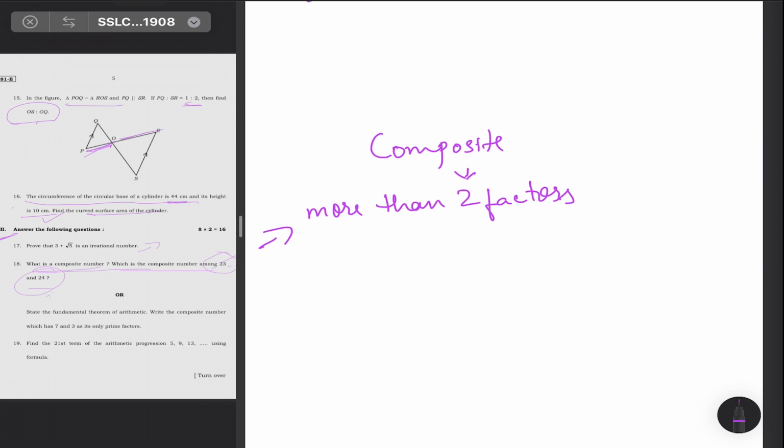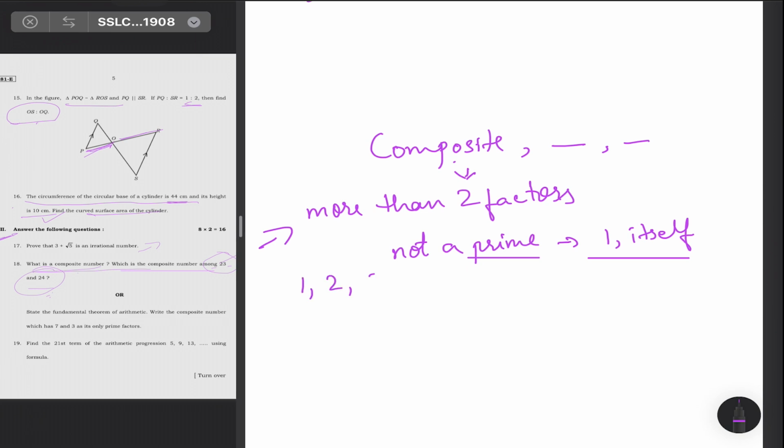Or we can also say that it is not a prime number. A prime number will have only one and itself as its factors. But what about a composite number? Along with one and itself, it will have some more numbers as its factors. So, if we go in order for the natural numbers, we start with the counting numbers 1, 2, 3 and 4. 1 is neither a prime nor a composite number. 2 is a prime number. 3 is also a prime number. What about 4? It is the first composite number.